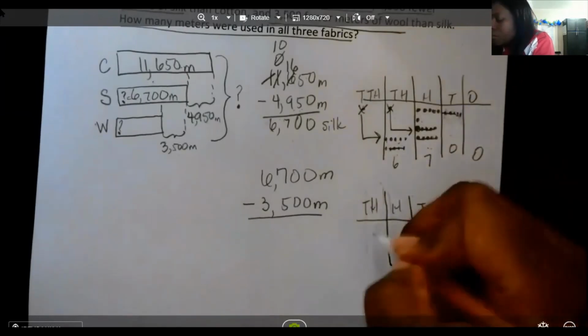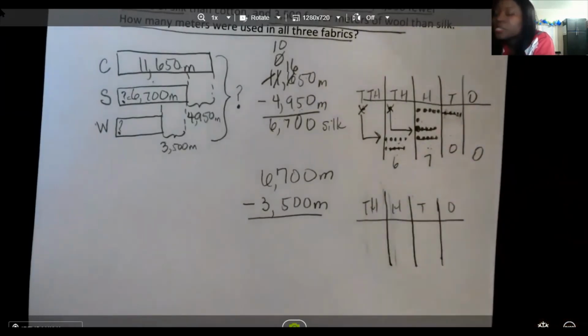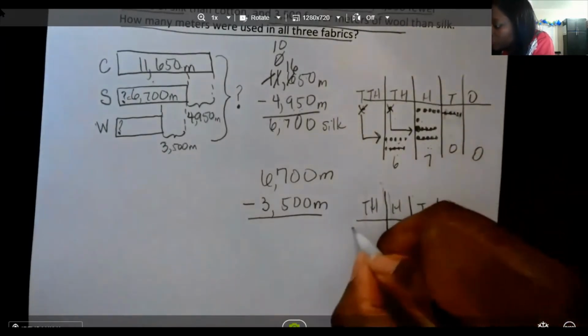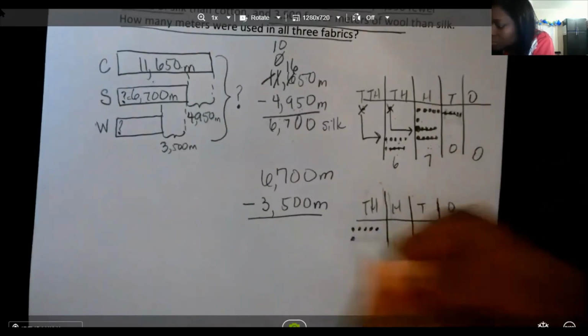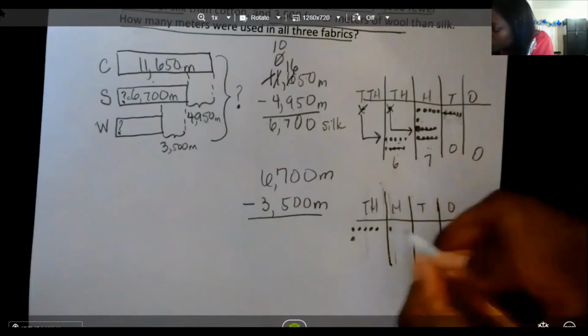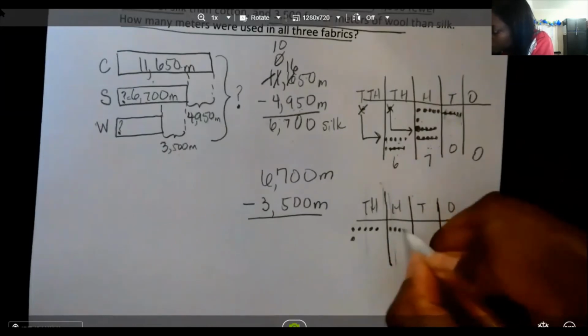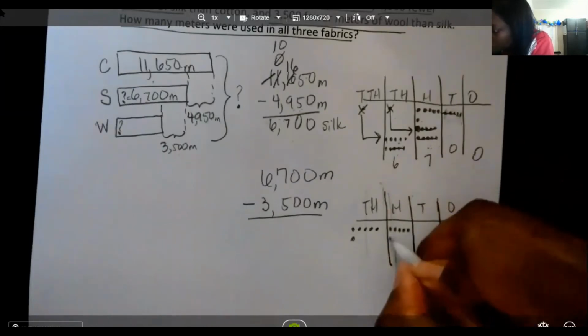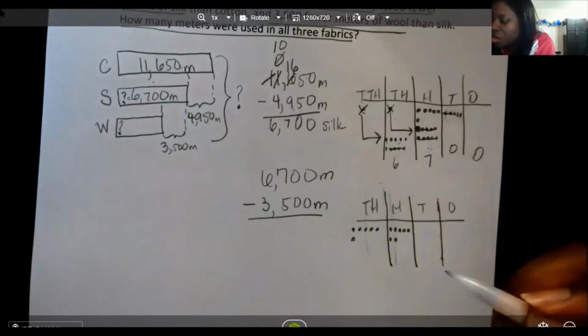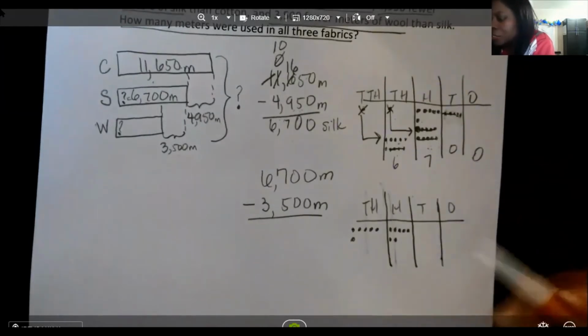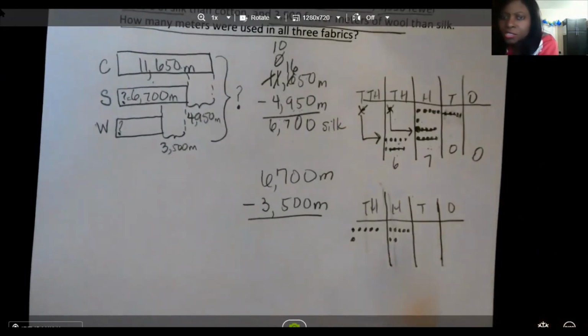Okay, so this time I'm going to represent 6,700. So here we go. 1, 2, 3, 4, 5, 6. 1, 2, 3, 4, 5, 6, 7. I use 5 groups because students have been learning 5 groups for quite some time, since kindergarten. So let's go ahead and start here.